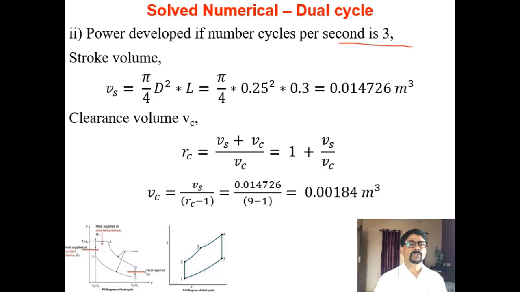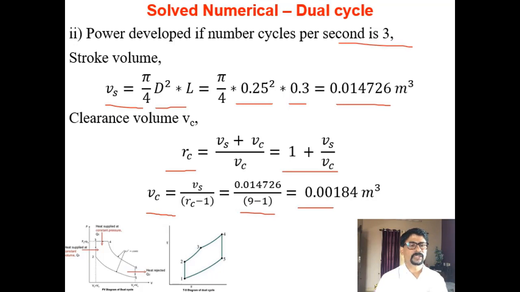Now for this let us calculate the stroke volume first. Vs is nothing but pi d square by 4 into L. Substitute for d square and L, and you'll get the stroke volume as 0.014726 meter cube. Now you have to find the clearance volume. For that you use the expression for compression ratio, RC is equal to Vs plus Vc by Vc, or 1 plus Vs by Vc. So you will get the expression for Vc as Vs by RC minus 1. Substitute, and you will get the clearance volume as 0.00184 meter cube.